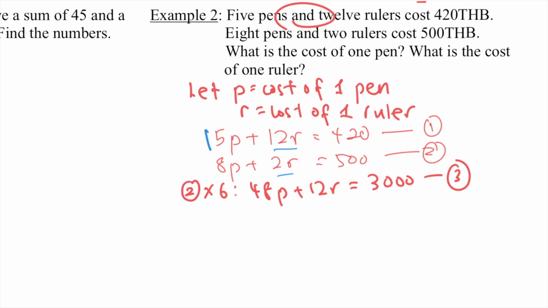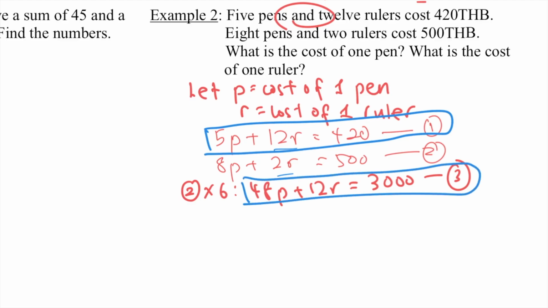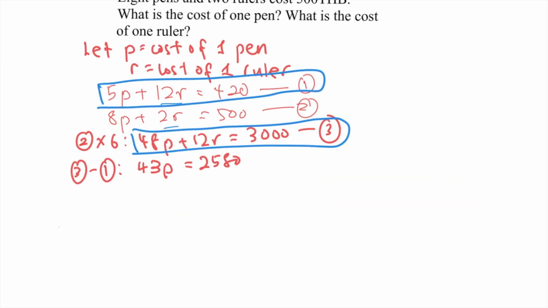And now I need to use equations 1 and 3 to eliminate R and to solve for P. Because 12R and 12R have the same sign, I'm going to use subtraction. So it will be 3 minus 1. So 48 minus 5, I will end up with 43P is equal to 2580. And now we divide both sides by 43. I'm going to end up with P is equal to 60.